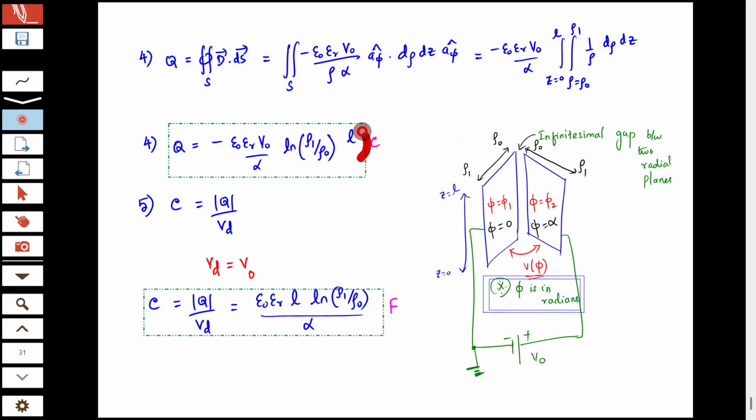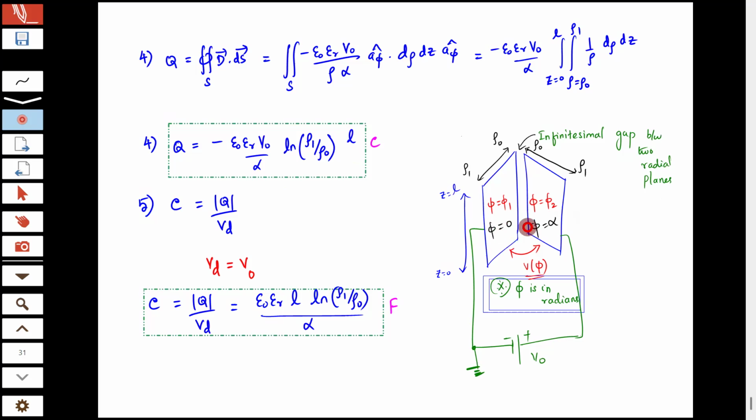r into the length of the capacitor L into logarithm of rho 1 by rho naught, where rho 1 is the largest value of the radius of this plane and rho naught is the smallest value of the radius of this plane, divided by alpha, where alpha is the angle of the second one. For this special case, the angular difference between the two is alpha. Here alpha is coming because the initial one is at 0 angle and the final one is at alpha angle. Thereby it is giving the angle alpha.